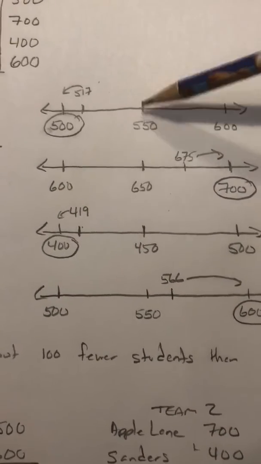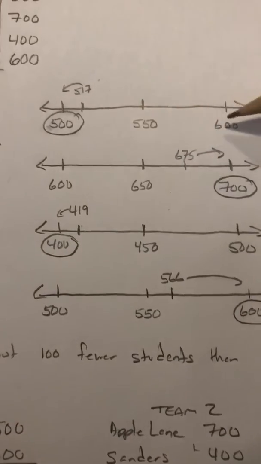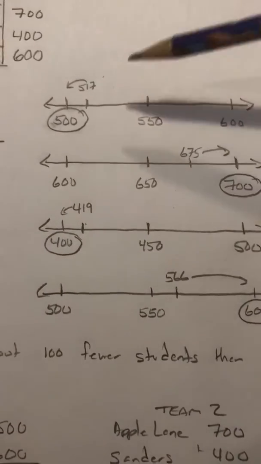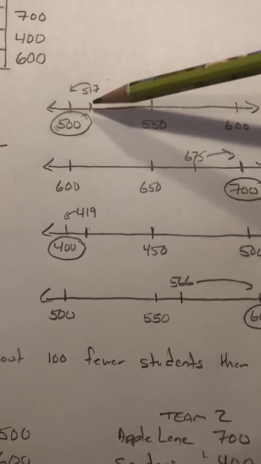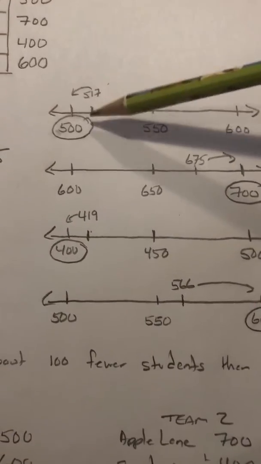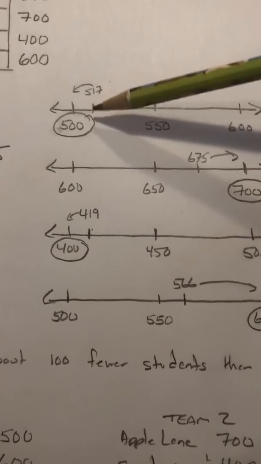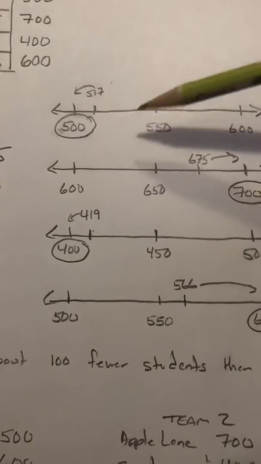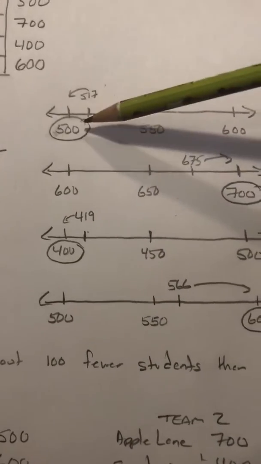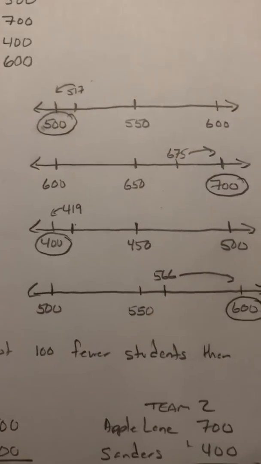So 550 is in the middle, so that's halfway in between 500 and 600. Now, if I was to put 517 on the number line, it'd be somewhere about here. And again, this doesn't have to be exact, it's just an estimate. And since it is closer to the 500 than it is to the 600, that tells us that we're going to round it to the 500.